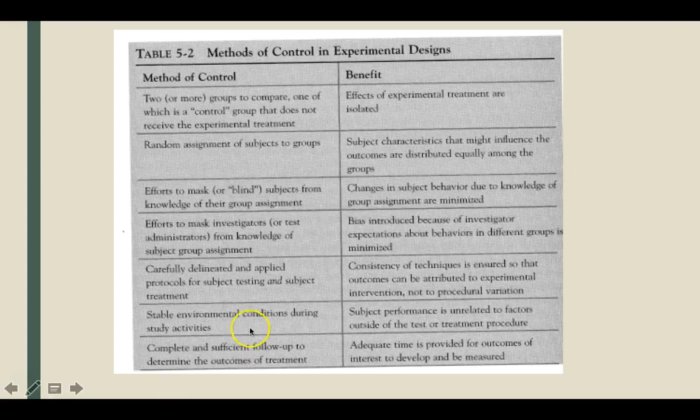Are there protocols, again, for how everything is done? And is that the same for the control and the intervention groups, and the only difference is the intervention? Stable environments for the conditions. Complete, sufficient follow-up. So it does no good if we're following ACL surgery patients and we're trying to look at return to play and we stop at 3 months, because not everyone gets back in 3 months. Really, ideally, we go 2 years out and see what they're really feeling like at that time. So is there adequate time?